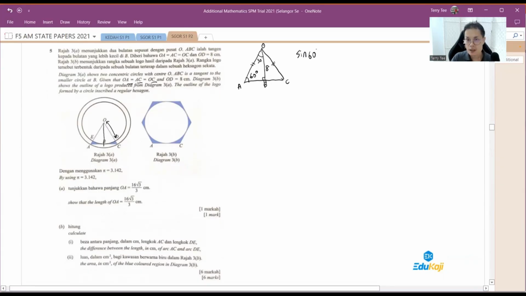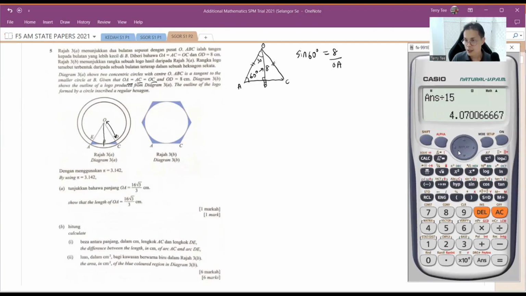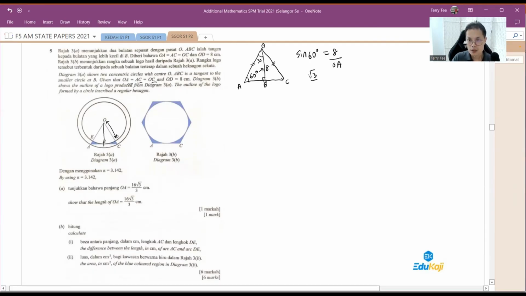Sine 60 is your opposite 8 over hypotenuse OA. 8 is your opposite, OA is your hypotenuse. Sine 60, you can find directly with your calculator. Just make sure your calculator is in degree mode. Sine 60, you should get sub 3 over 2. This will be 8 over OA. Bring over. OA is now 16 over sub 3. We should rationalize the denominator by multiplying top and bottom by sub 3. I got 16 sub 3 over 3. Shown. Okay, so this is the first part.